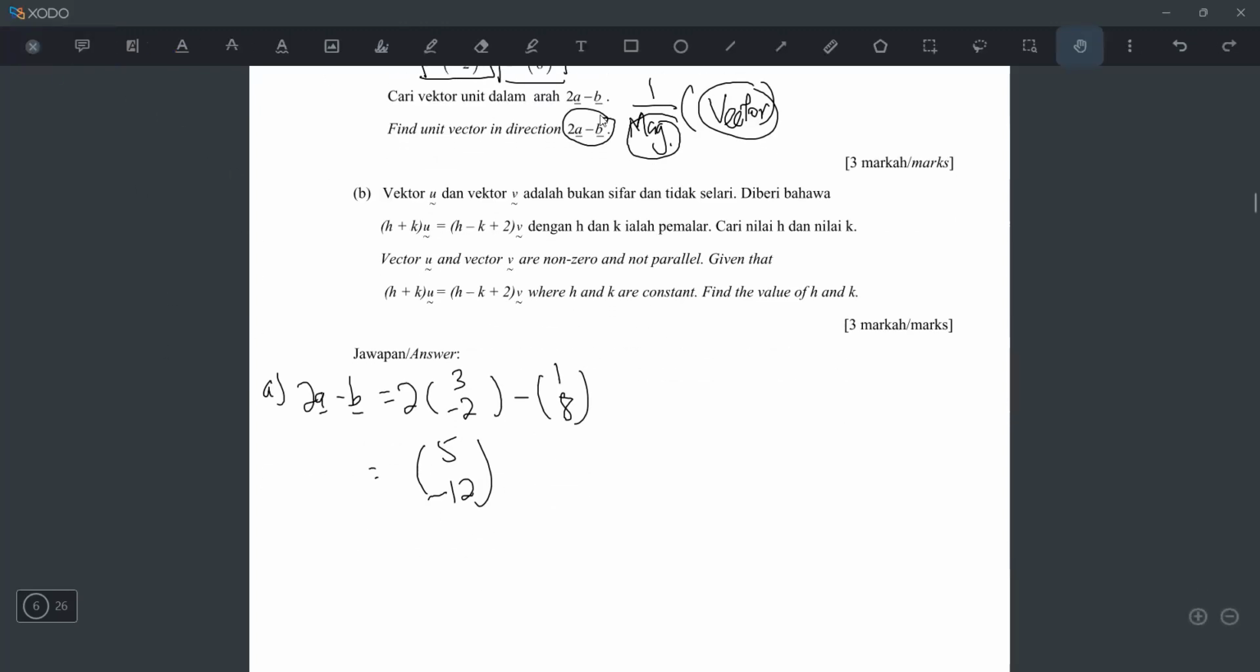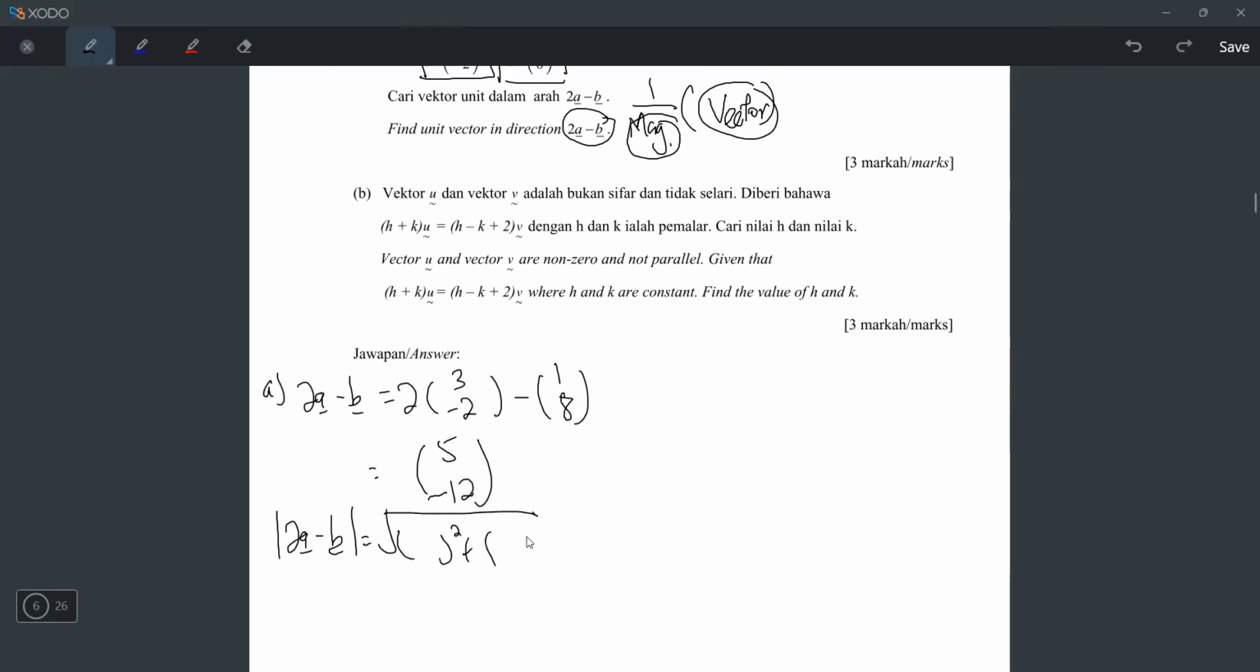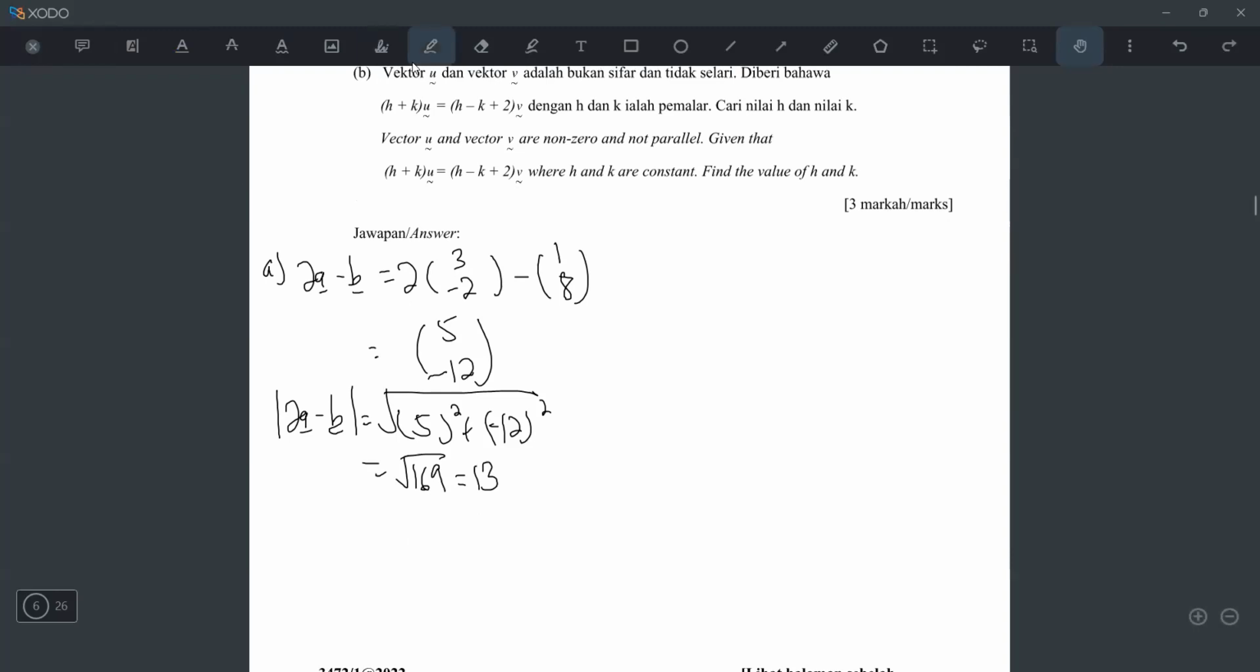But I did the magnitude, because if you want to find unit vector, you need the magnitude. So what is magnitude of 2a minus b? Well, the formula is square root bracket square plus bracket square, just like the Pythagoras theorem. And then masukkan 5, masukkan number negative 12. Now you will get square root 169. Now you will get 13. So the magnitude is 13.